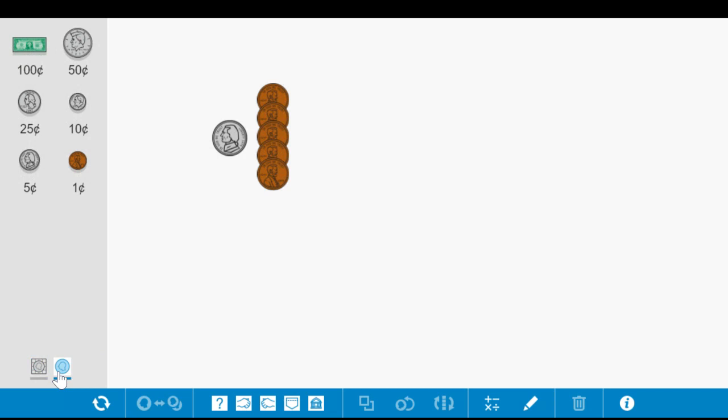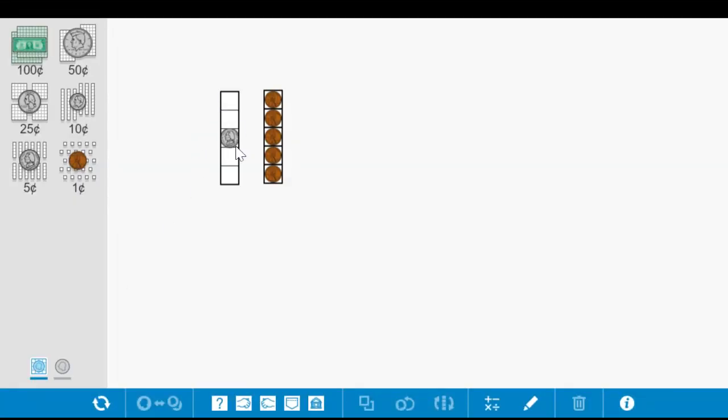I can also look at it this way, but I want to be able to visualize in my head that 5 frame is the same as 1 nickel and 5 pennies. Okay? So to buy those Skittles, if I don't have a nickel, I can use 5 pennies instead.